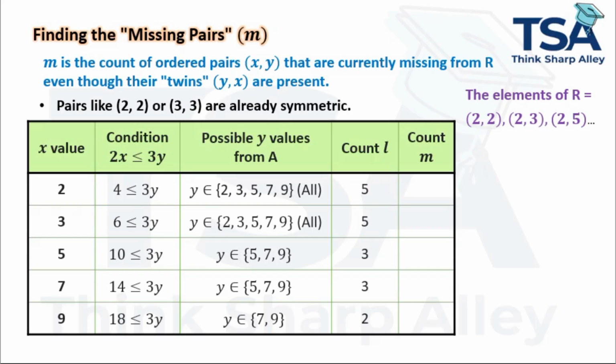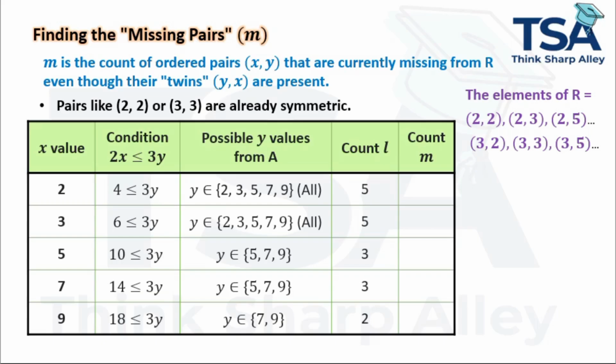So let's check for their twins to see if they break symmetry. So (2, 2) and (2, 3) already have twins in the table because (2, 2) is its own twin, and in the second row you can see (3, 2) already belongs to R, right? (3, 2), (3, 3), (3, 5). But look at (2, 5), (2, 7) and (2, 9). Does the relation contain (5, 2)? When x is 5, y cannot be 2. Or (7, 2)? When x is 7, y cannot be 2. Or (9, 2)? When x is 9, y cannot be 2.